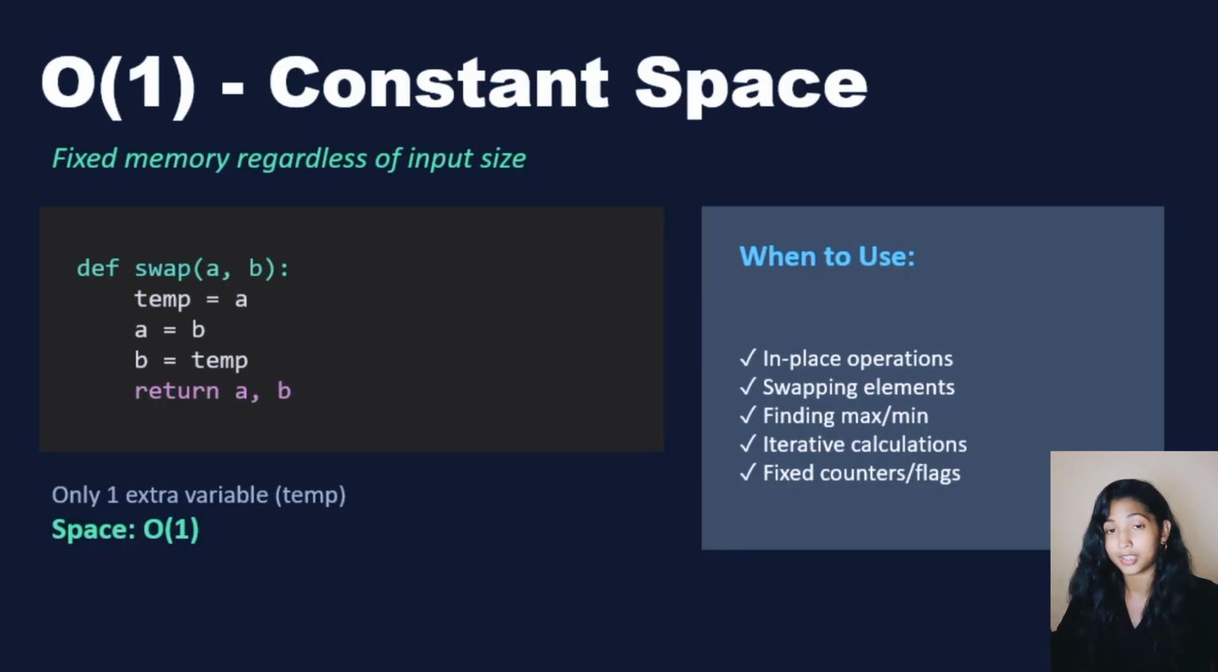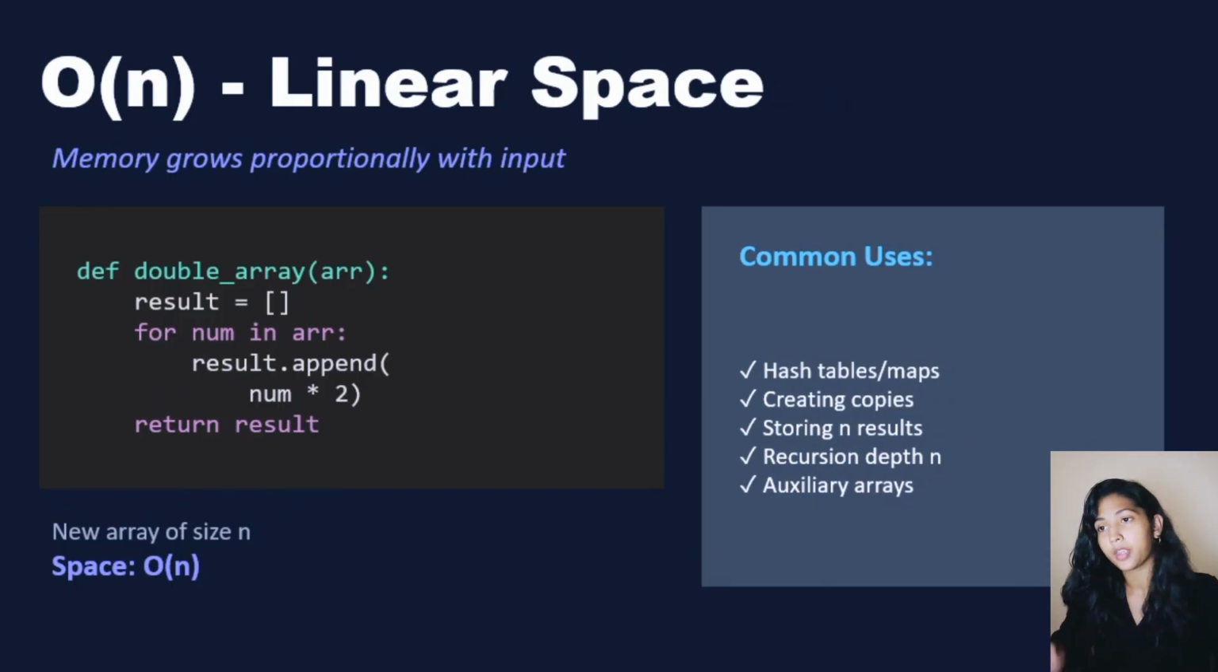This is Python code. Def means a function, swap, where a and b are the parameters. Temp equals a, that means only one extra variable. a is assigned to b and b is assigned to temp. Okay, then linear space. Memory grows linearly with the input size. There's a function create copy that takes an array and returns the array copy of size n.